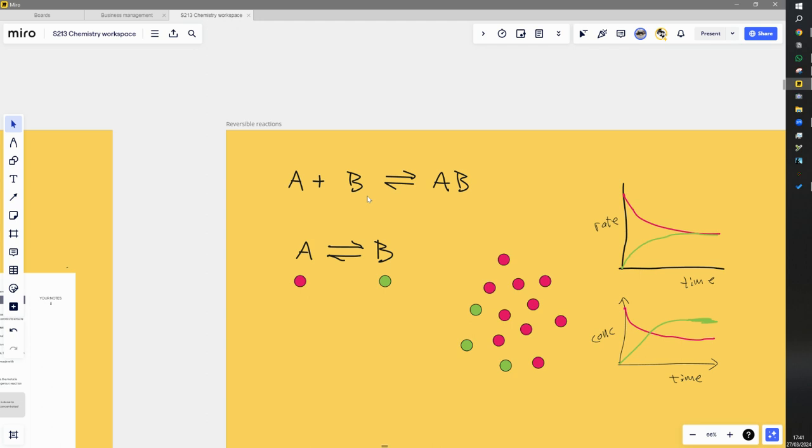So what we'll do then is try to understand how we can now shift where that equilibrium point lies.